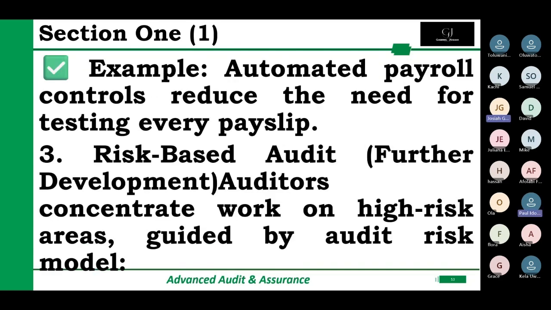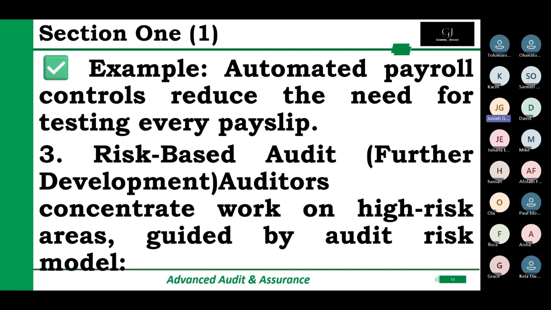So for example, the automated payroll controls we looked at reduce the need for testing every pay slip to see that there are no ghost workers or that staff were paid salary. So you don't need to test every pay slip from the ERP. Once payroll is automated, it reduces the need for this. And this will cause a shift, and the shift will be effective and efficient in moving from substantive testing to the system-based approach.